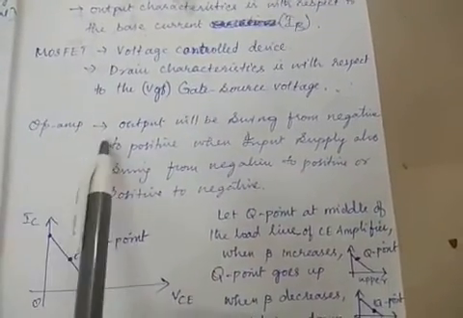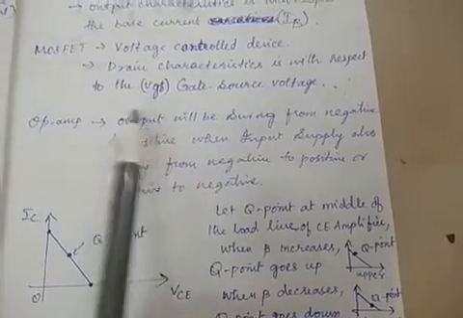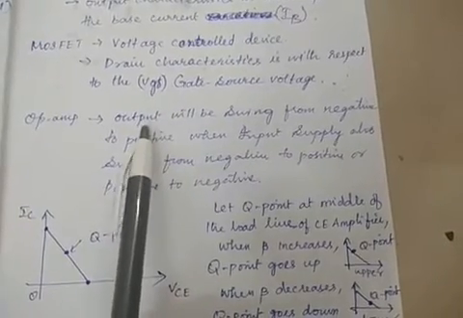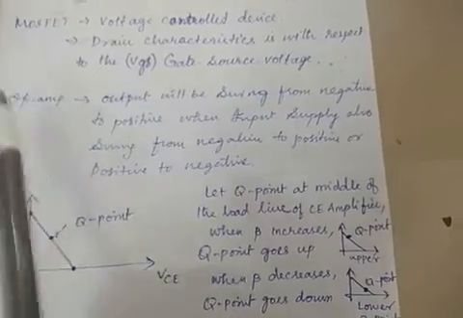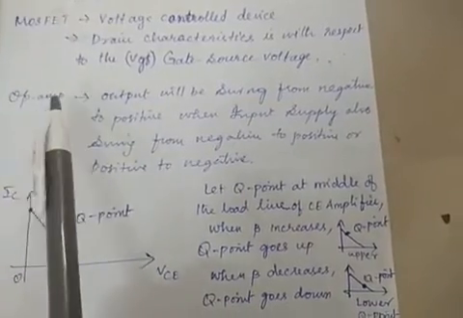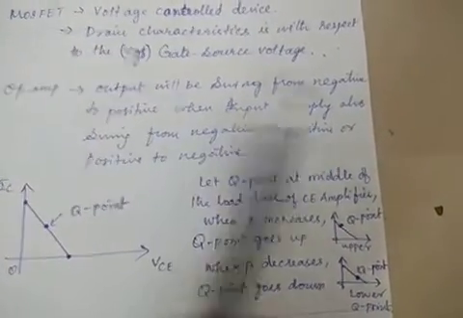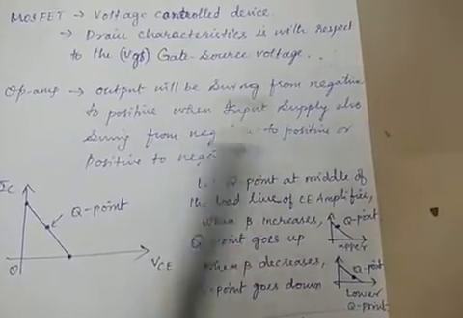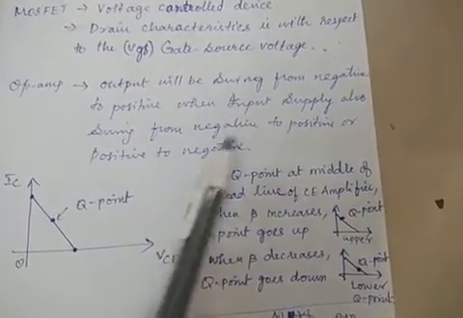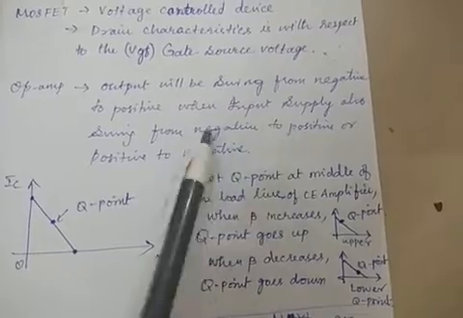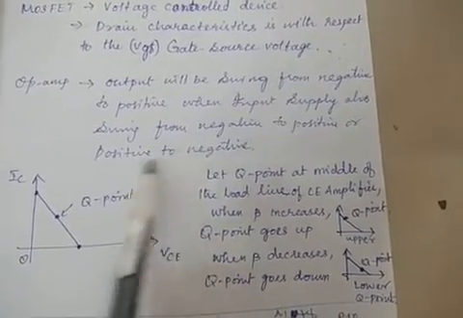Next, operational amplifier. Suppose the output is negative or positive. It depends on whether the input is a negative value or a positive value, correct? So that is what is given here. Output will swing from negative to positive when the input also swings from negative to positive or positive to negative. See, negative to positive means you are applying to the non-inverting input. Positive to negative means you are applying to the inverting input.